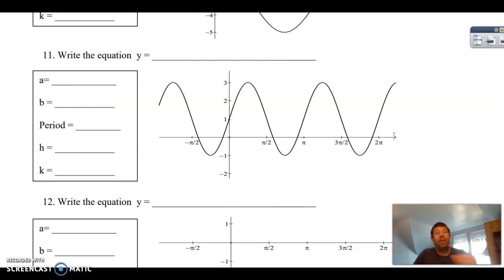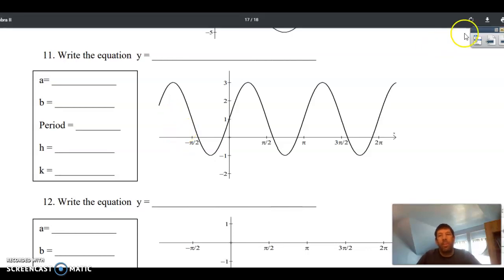Hey gang, as I said in another video, I want to take a look at some sine and cosine graphs and look at how do we go from the graph to writing the equation, and how do we go from the equation to writing the graph. So here we're going to start off with a graph. I think it's a lot easier to go from the graph to the equation. So we're going to look at this graph in the middle here for problem number 11.